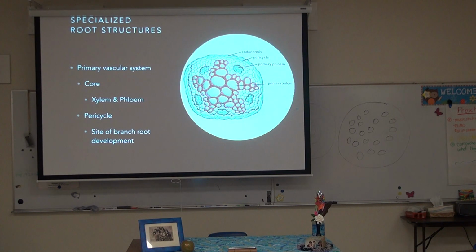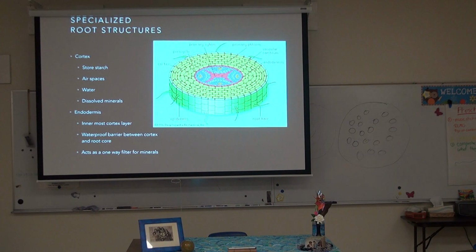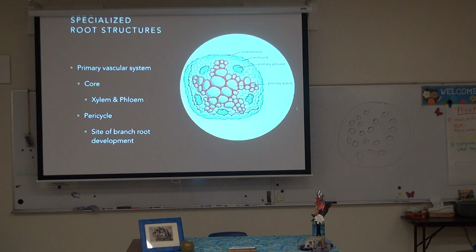So you have the primary vascular system. That's on the inside, yeah? That's just on the inside, that little star thing. Primary vascular system has a core. In the core, you have the xylem and phloem. Remember, guys, we're talking about roots here. So just like a stem, it's very similar. It has the xylem and phloem right in the center. It also has a pericycle, which I mentioned earlier is one of those first developing type cells. Site of branch root development.